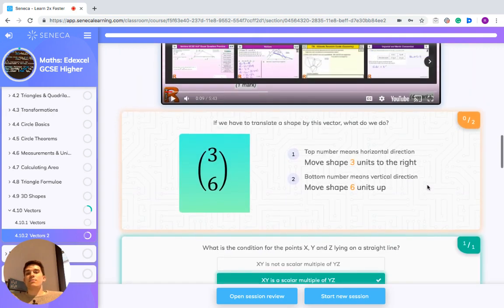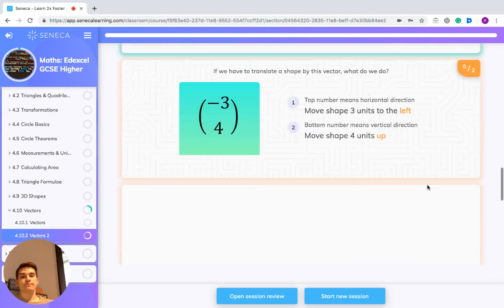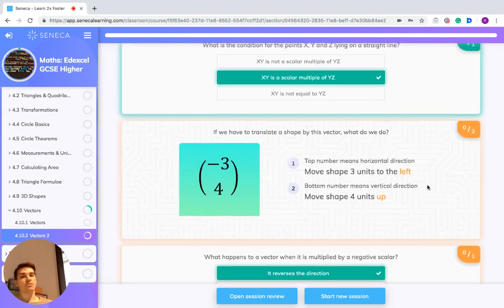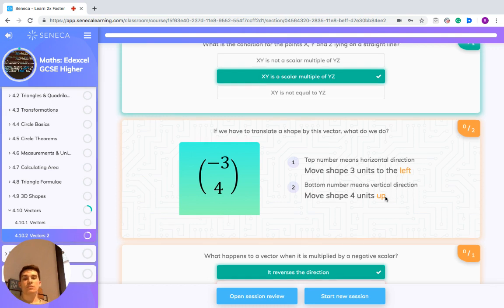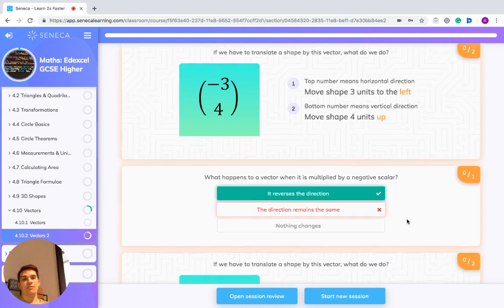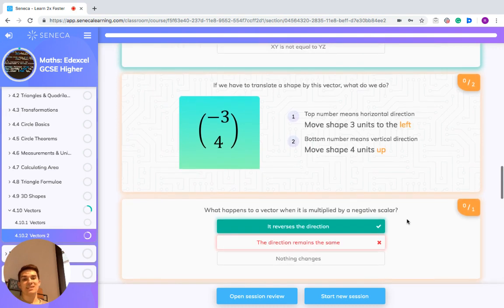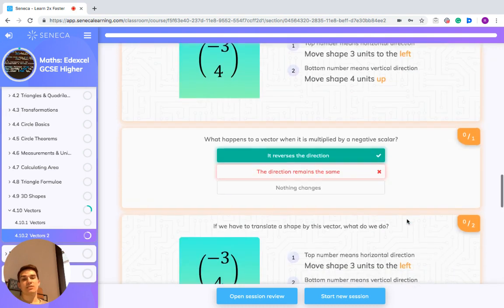So to go back a step, if we've got a vector 3 on the top, 6 on the bottom, how would that translate a shape? Well, remember, it's positive 3, so you're going 3 to the right on the top, and 6 up, because there's positive 6 on the bottom. And another example: if you've got minus 3 on the top and 4 on the bottom, that will move 3 to the left, because it's minus 3, and 4 up, plus 4. And if a vector is multiplied by a scalar that is negative, that reverses the direction of the vector.